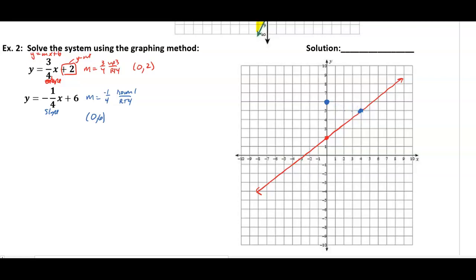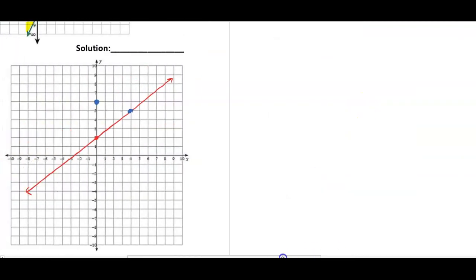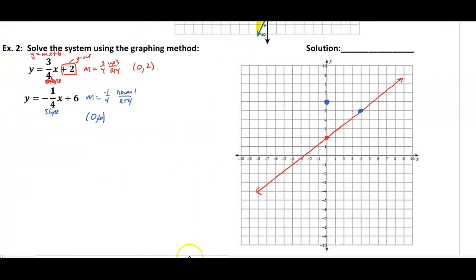And what's nice about this system is the ordered pair, when I use the slope, ends up being right there. So that would be your slope. So my ordered pair solution here would be 4, 5. Now, I should always check this by plugging it back in, but due to time, we're just going to move on to the next one.